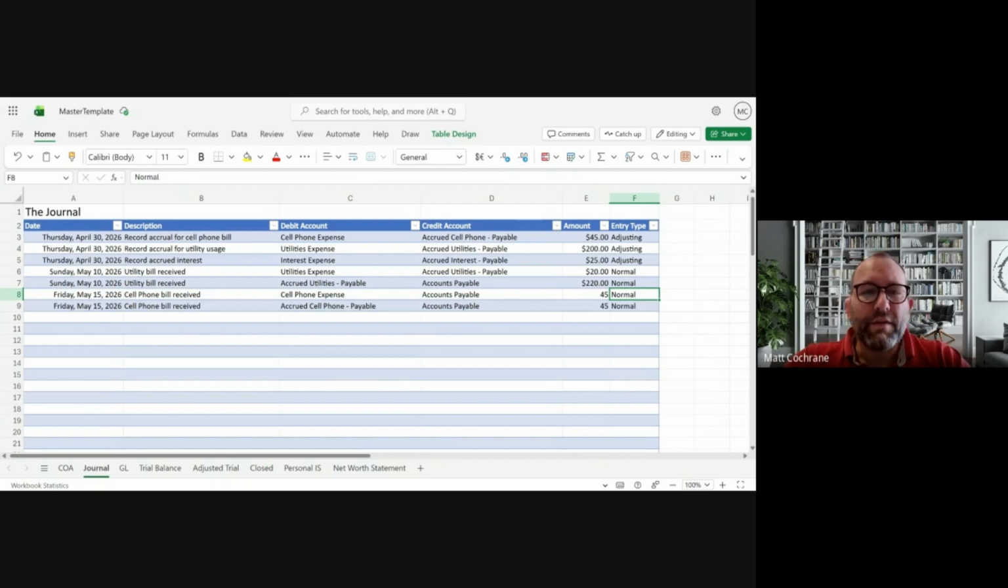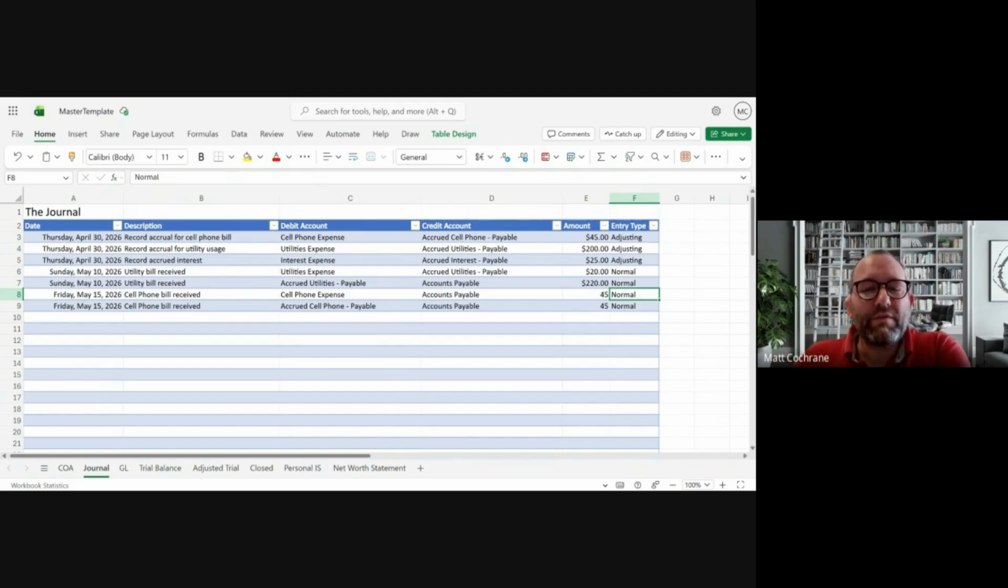Okay, so the third item, our loan payment. So our loan payment hits, it's for $193. And from our amortization table, we see that the total interest is $50. We've already accrued 25 of that from the prior period. And so the new interest expense is $25, representing the current period. And the principal reduction is 143.